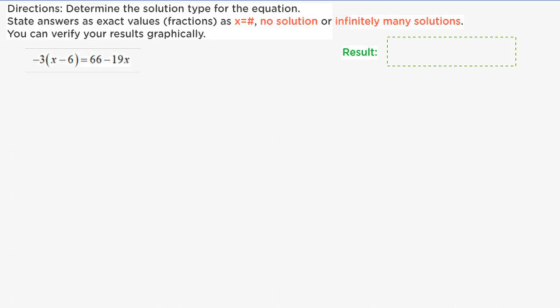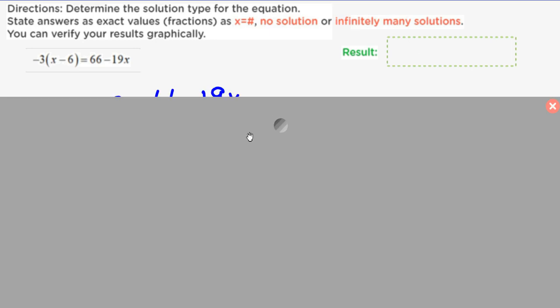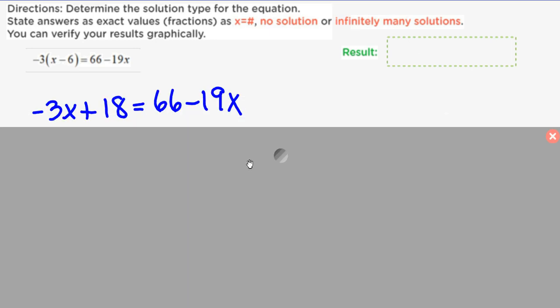Let's try another one. Here we have negative 3 times the quantity x minus 6 equals 66 minus 19x. How can we solve for x? So in order to undo this equation to solve for x, someone might have wanted to distribute the negative 3 to x and the negative 6. In doing so, you'll have negative 3x plus 18 equals 66 minus 19x.